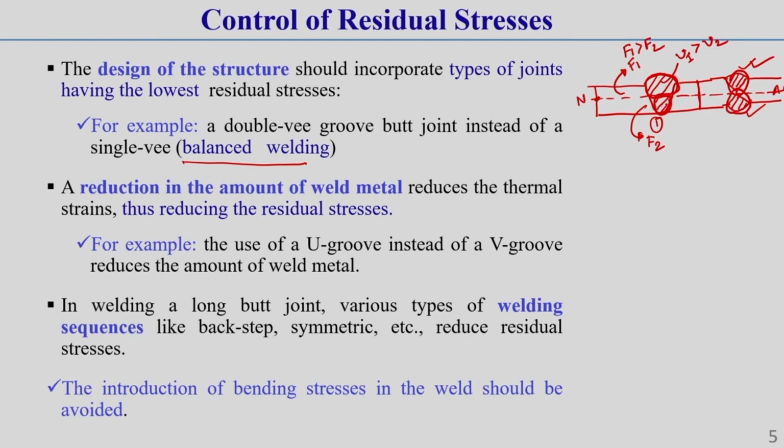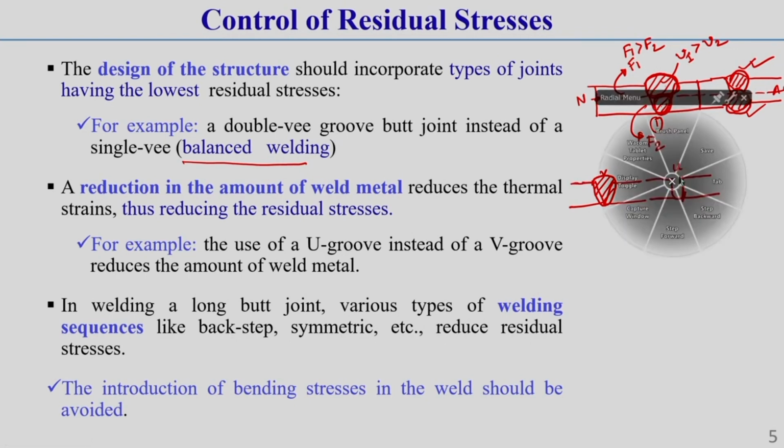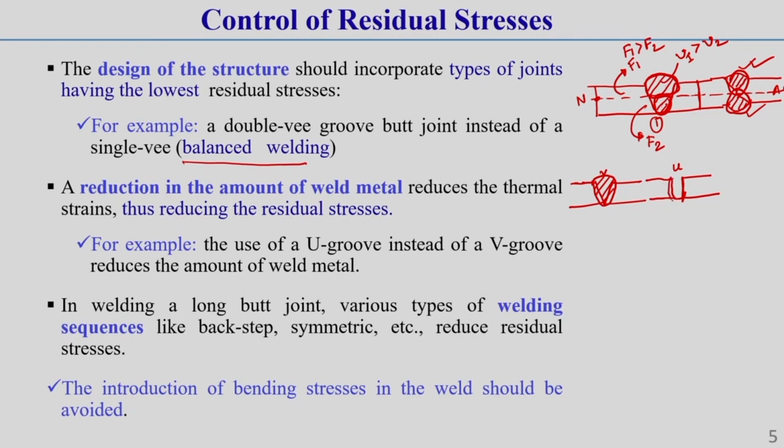Now, another thing: we should choose the joint geometry in such a way that the volume of material required is less. Instead of going for a V bar joint, if we make a U type of bar joint, a U shape bar joint, let this be your V bar joint and this be the U bar joint. Whatever volume of material is required to weld using a V bar joint, the volume required for a U bar joint will be much smaller. You should keep this in mind.